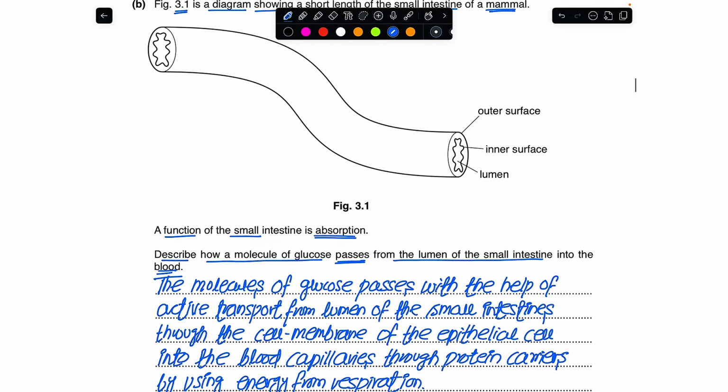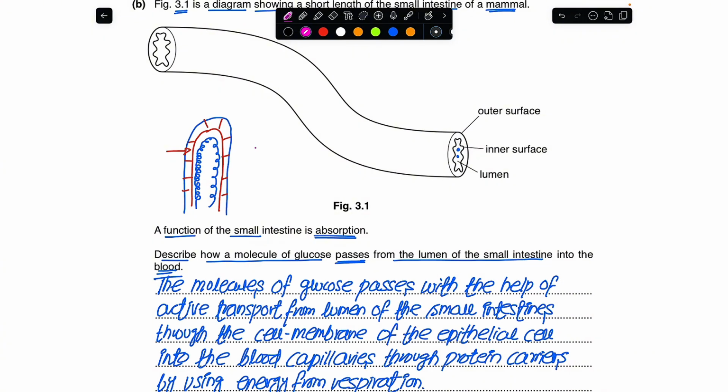What they mean is that here we have the glucose in the lumen of the small intestine, and how come this would go into the blood? If I were to recall, in the small intestine we have small finger-like projections, which are the villi. The first layer of the villi that I'm indicating is the epithelial layer, and each individual cell in it is an epithelial cell. Beneath the epithelial cell, we have the blood capillaries.